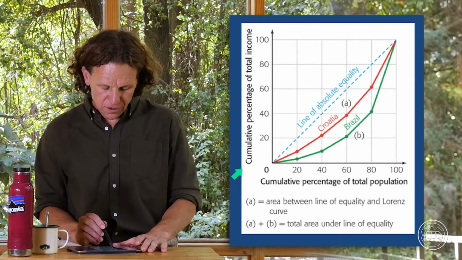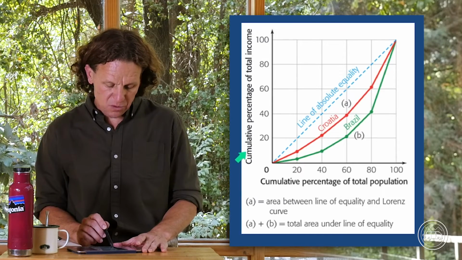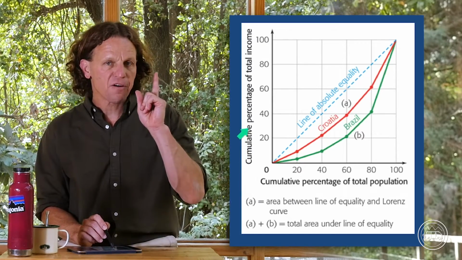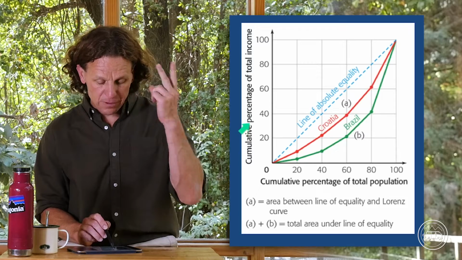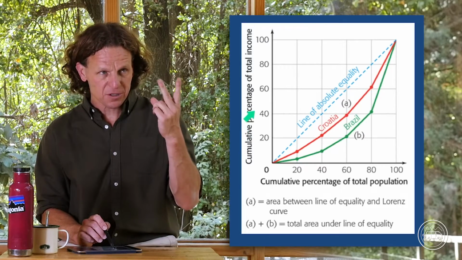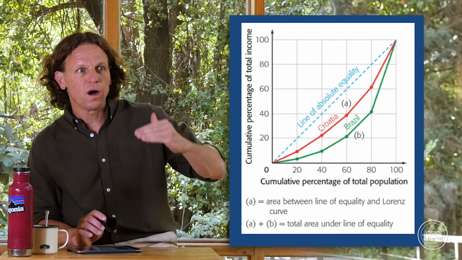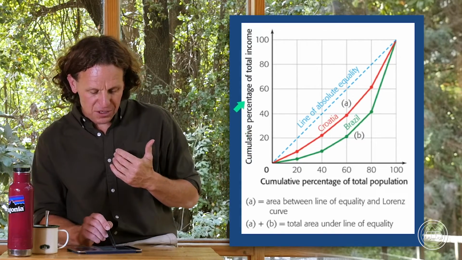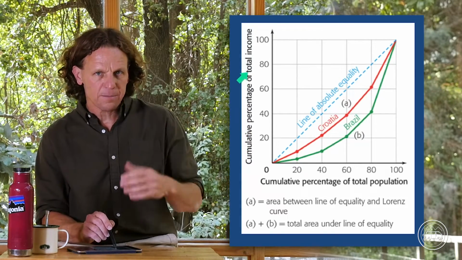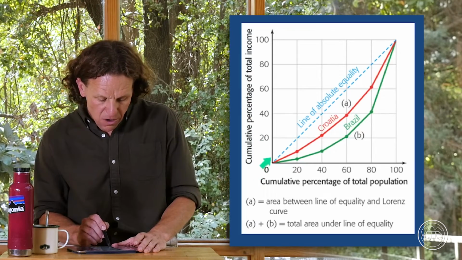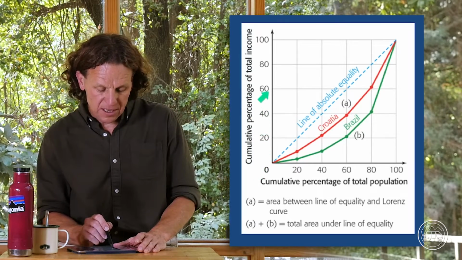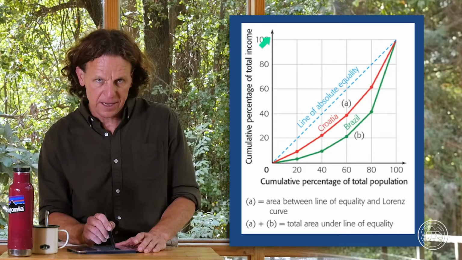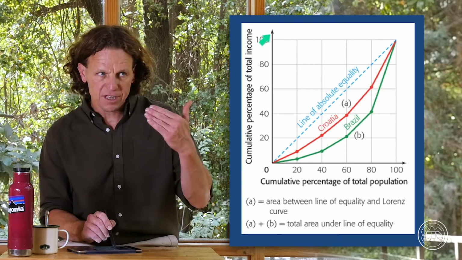Well, the Lorenz curve is taking a look at the relationship between the cumulative, very important, cumulative percentage. Cumulative percentage. So cumulative means you go 1, 2, 3, 4, 5. Okay? So cumulative percentage of what? Of total income in a particular country. So we're going from 0 to 20%, 40%, 60, 80, 100%. Okay? Cumulative percentage of income.